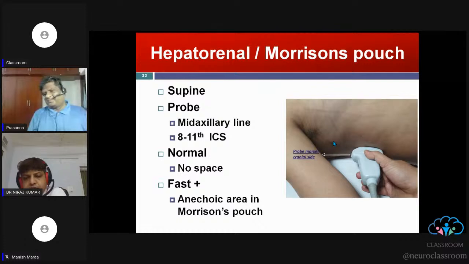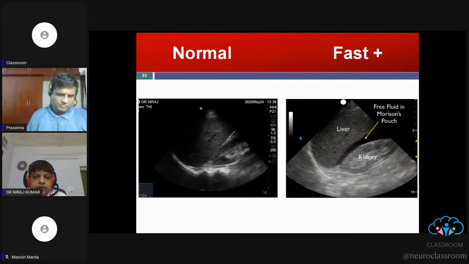Here, first of all, we have to make the patient supine, and we have to use this curvilinear probe. Place the probe in the mid axillary line. This is the anterior axillary line, then mid axillary, and the posterior axillary. You have to keep your probe in the mid axillary line, around 8 to 11 intercostal spaces, and you will obtain this image. This is a normal image.